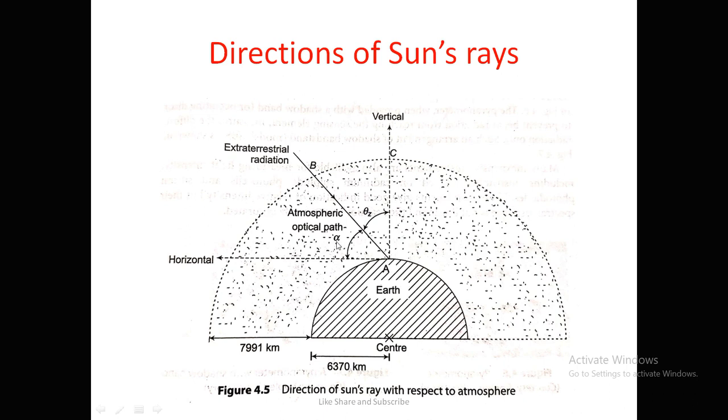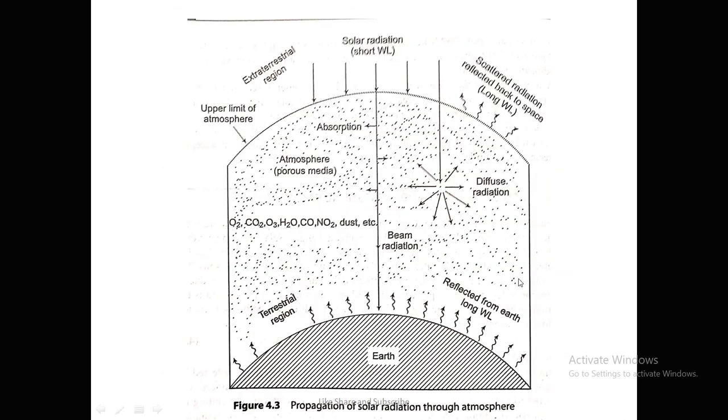The atmospheric optical path angle alpha is there, and this is called the zenith angle theta z. That will be explained in further classes. So this is how the direction of sun's rays will be. Extraterrestrial radiation is the direction of the sun, and these are the relations between horizontal and vertical lines on Earth. This is the diagram we have seen. We have to locate what is the terrestrial region, what is the extraterrestrial region, and even beam radiation and diffuse radiation. Let us clearly understand this.